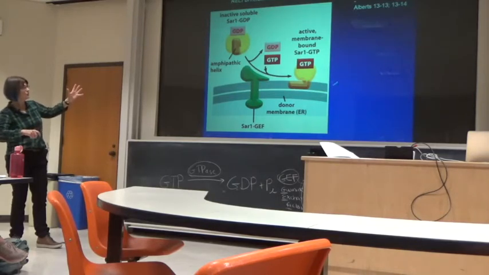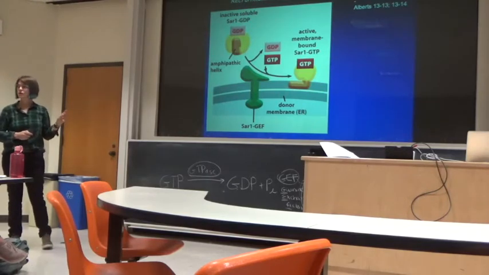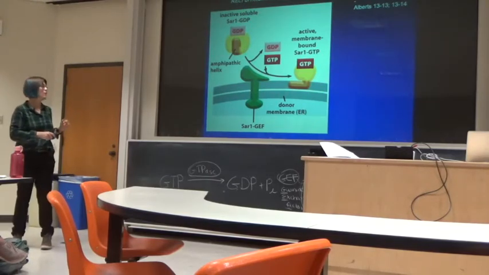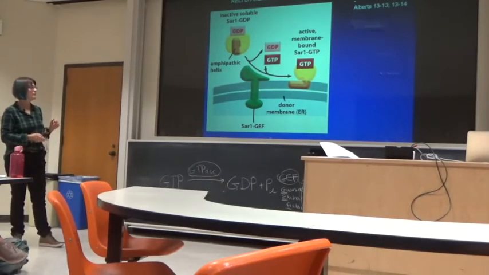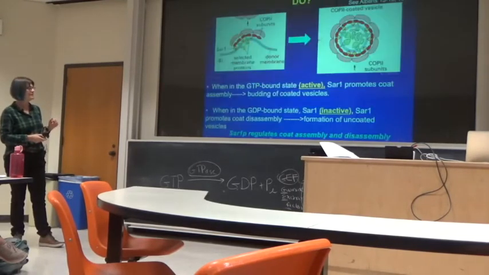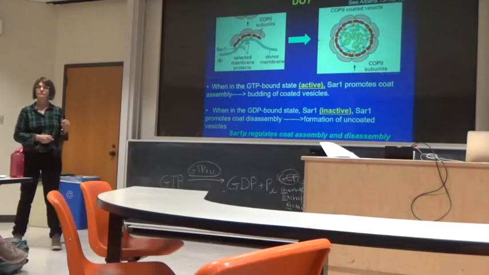And then what reaction is SAR1 controlling? The formation of COP2 coated vesicles. And it'll do that as long as it's in its GTP bound form. Once it goes to its GDP bound form, that coat will fall off.